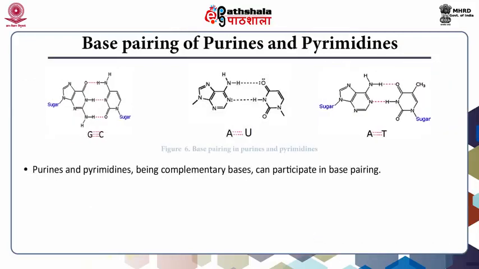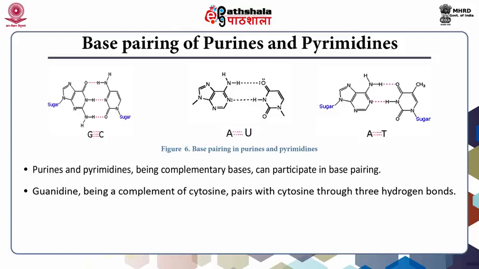Purines and pyrimidines, being complementary bases, can participate in base pairing. Based on their specific shapes and hydrogen bond properties, the base pairing occurs. Guanine, being complementary to cytosine, pairs with cytosine through 3 hydrogen bonds.